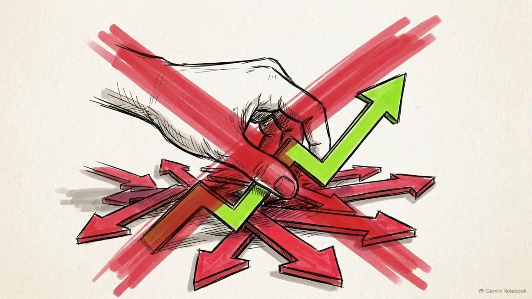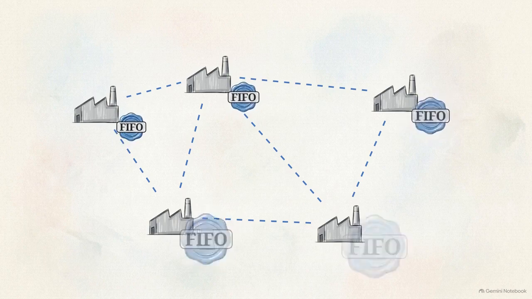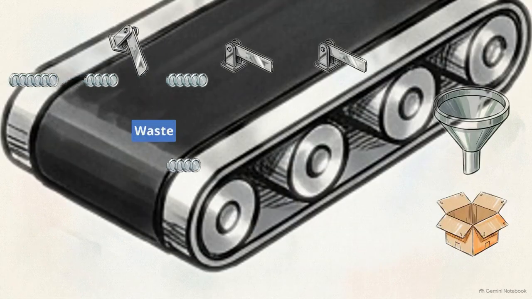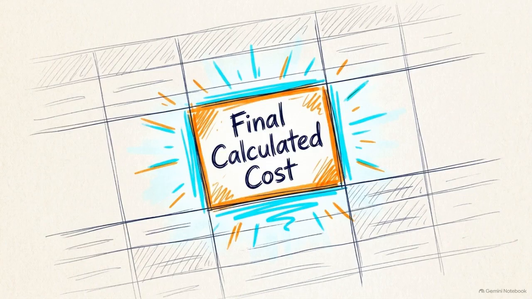Management cannot cherry-pick between these formulas to manipulate profit. The standard requires that the same cost formula be applied to all inventories of a similar nature and use across the entire entity. By stripping away waste, idle capacity, and selling expenses, IAS 2 forces the entity to calculate the purest possible mathematical cost, a figure now ready for the standard's ultimate impairment test.